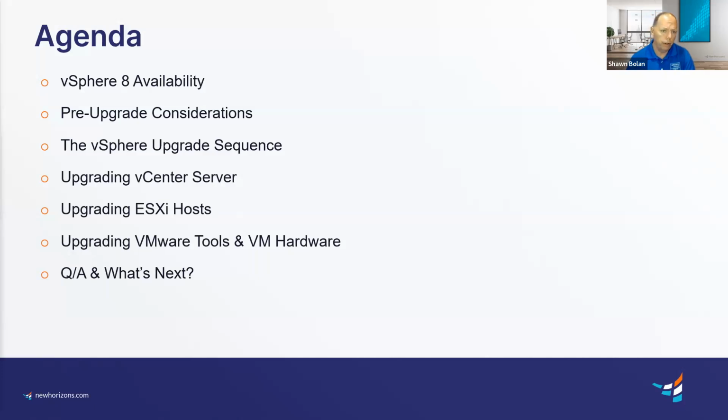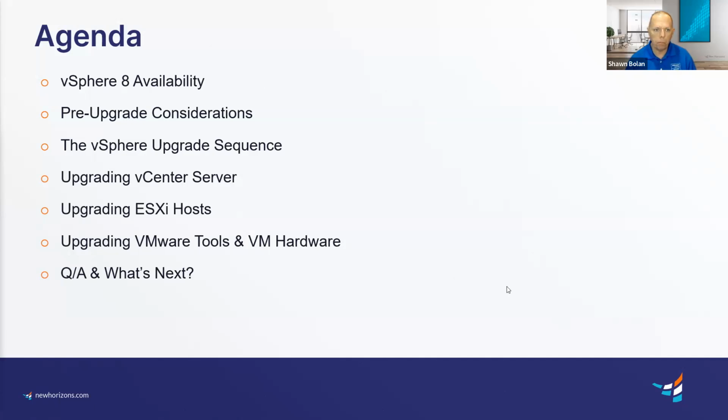So we're going to look at vSphere availability and some pre-upgrade considerations. We'll look at the overall sequence of how we upgrade vSphere. We'll then take a look specifically at vCenter component upgrades, ESXi host component considerations, and then VMware Tools and virtual machine hardware upgrades. All right, let's get started.